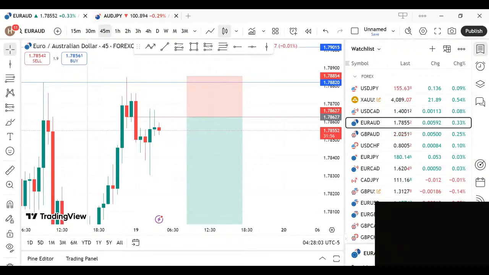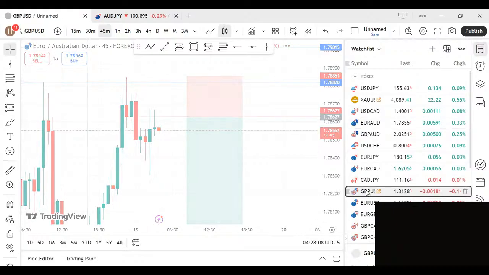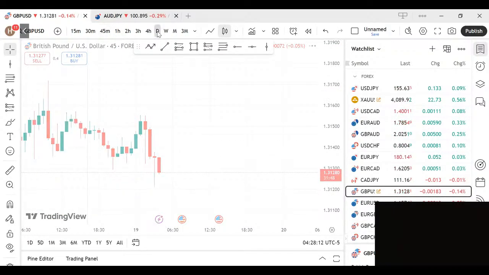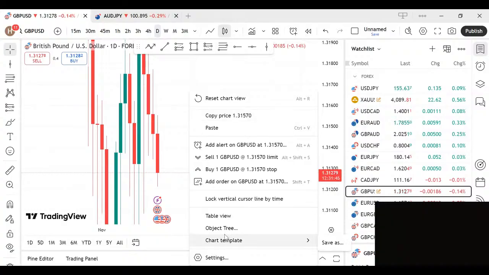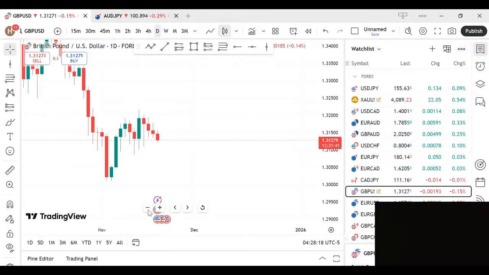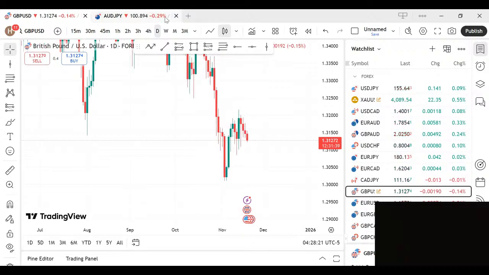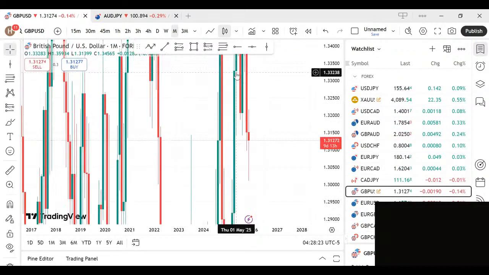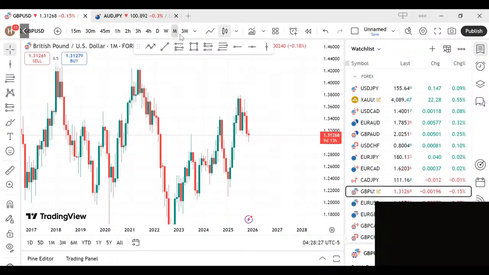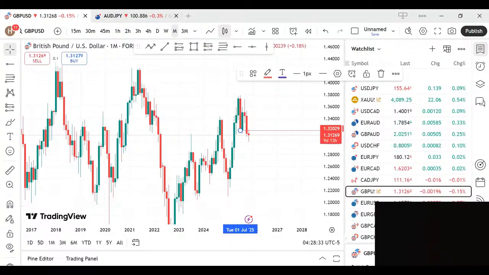All right, let's analyze GBPUSD. Let me clear my chart. Okay, there's nothing on my chart at the moment. All right, let's start from the monthly time frame so we can see what GBPUSD is actually doing. Now, on the monthly time frame, GBPUSD is actually bearish. Last month's candle closed with a breakout to the downside.